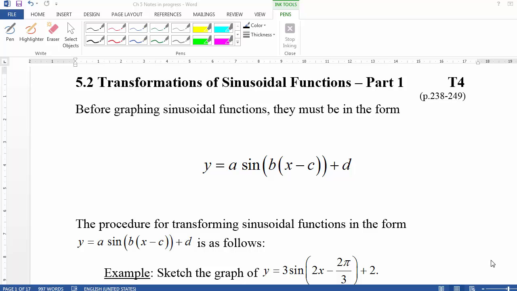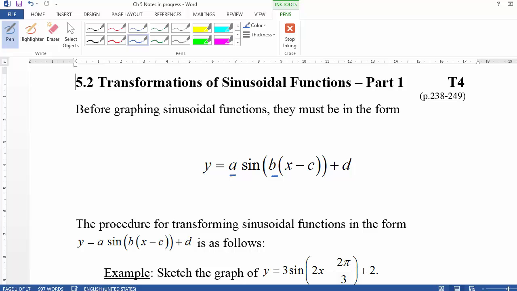Alright, here we are at 5.2, and just like I promised, we do have now our full A, B, C, and D to deal with. We did our A and our B already. A again for amplitude, where the absolute value of A is the amplitude. B is involved with period. Period is going to be equal to 2 pi over B.